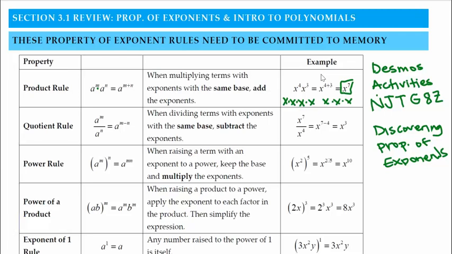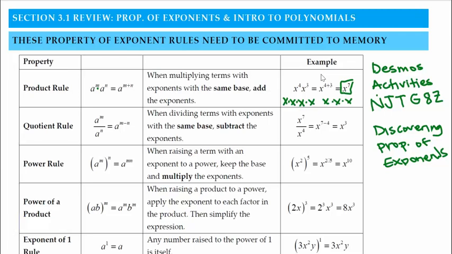All right, now the quotient rule: if it's connected by division, then we subtract the exponents. Make sure it's always the top exponent minus the bottom exponent, because remember with subtraction, order matters. Okay, so top exponent minus bottom exponent.